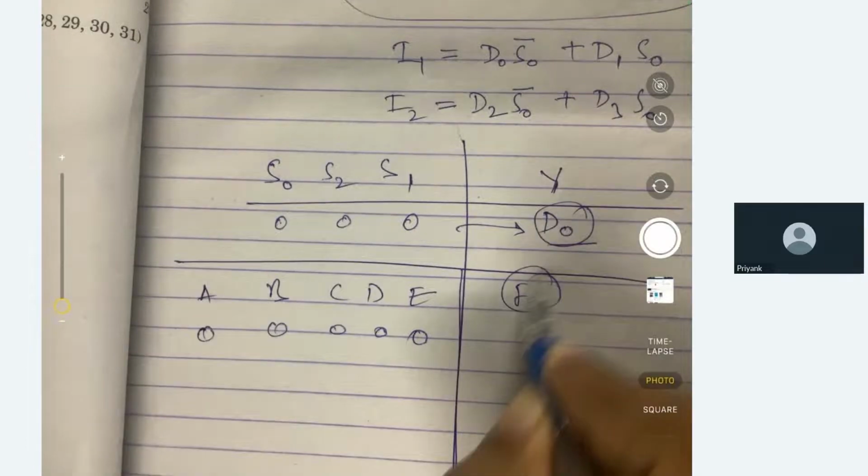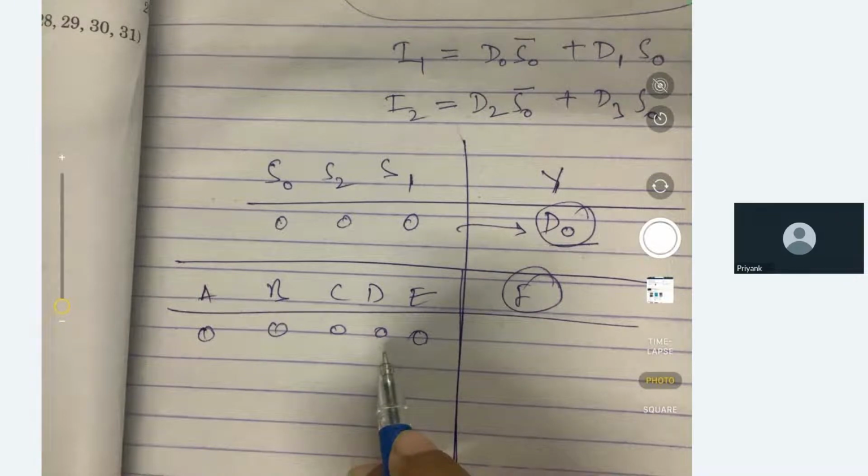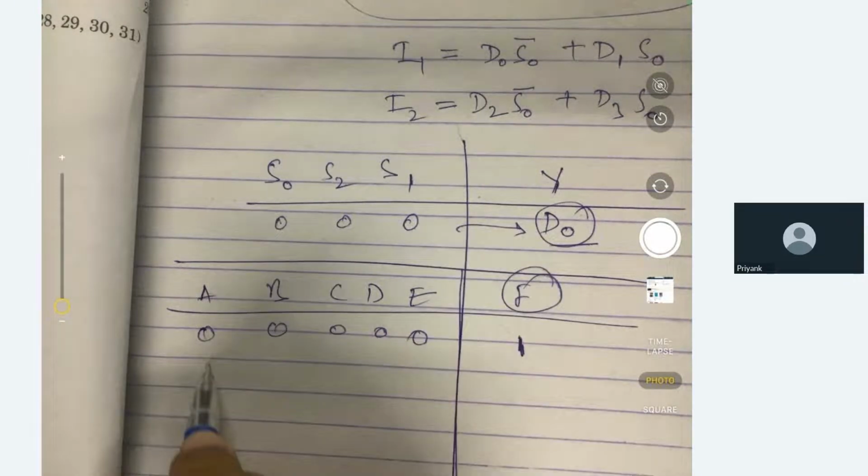For 0 it is 1. For 1 it is 1. For 2 also it is 1.